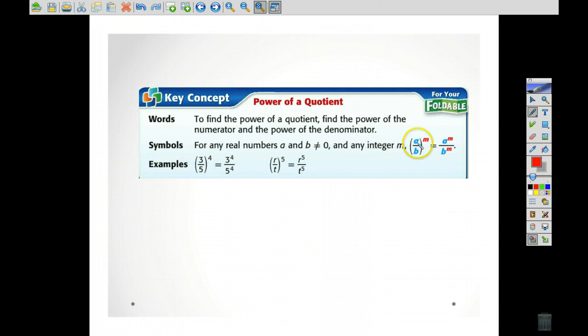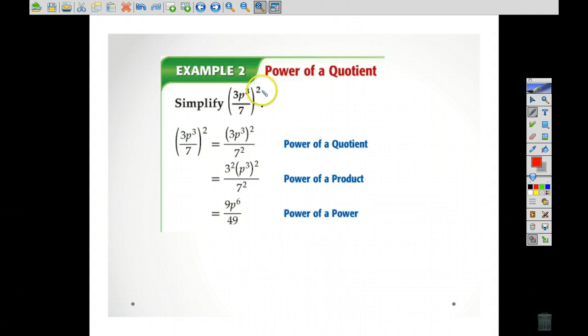So a over b to the n power means the power applies to everything, including the top and bottom: a to the n power over b to the n power. For example, 3 to the 4th power over 5 to the 4th power, and r to the 5th power over t to the 5th power. This power applies to each of the top and bottom. You can look over this, but we can also make it easier.